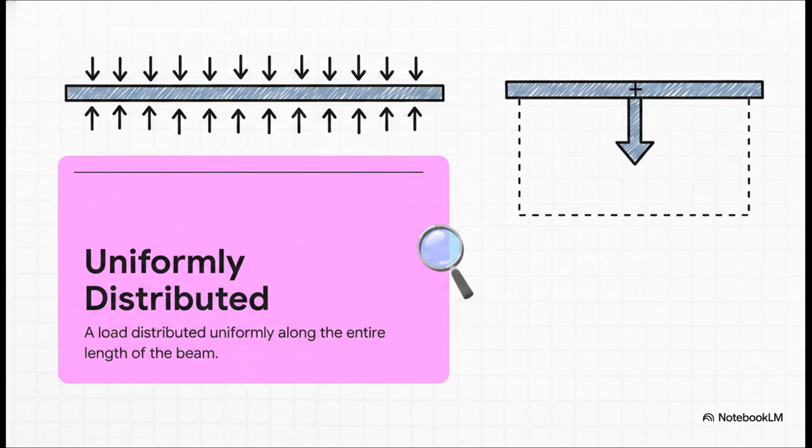The trickiest part of this exam usually isn't the supports. It's identifying and calculating the complex loads acting on the beam. I mean, concentrated point loads are easy points, right? But what happens when the load is spread out?